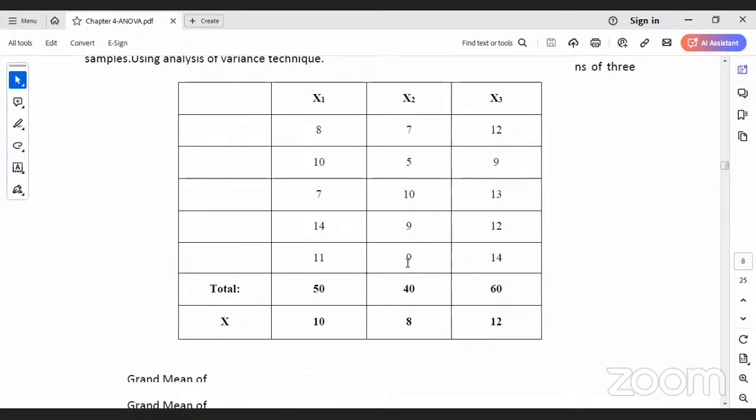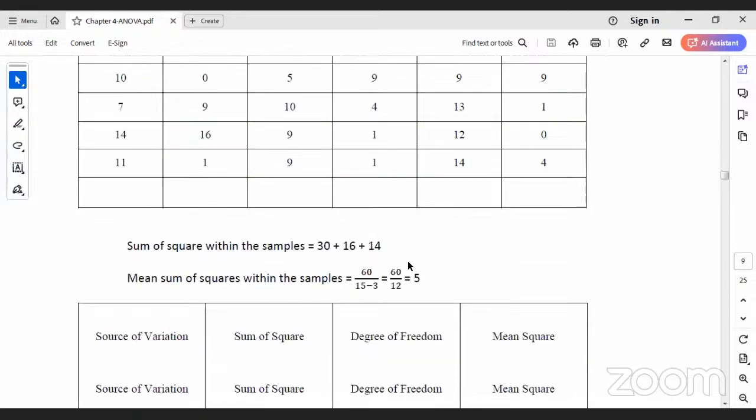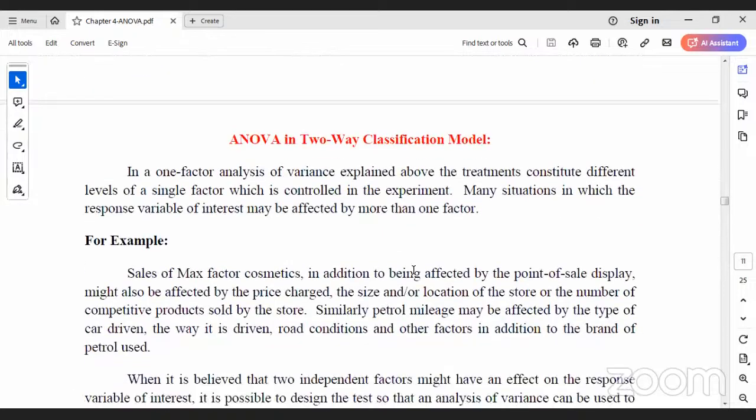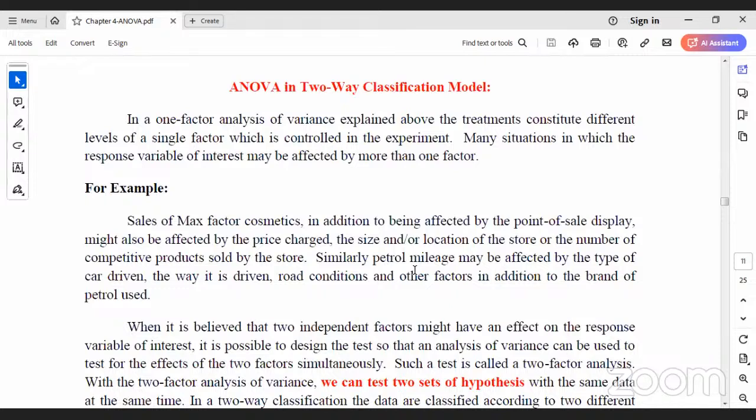Okay, so now I am moving to ANOVA two-way classification. Here, observe carefully: ANOVA in two-way classification model. See, one way we completed. Now two-way we will see, ANOVA two-way classification.